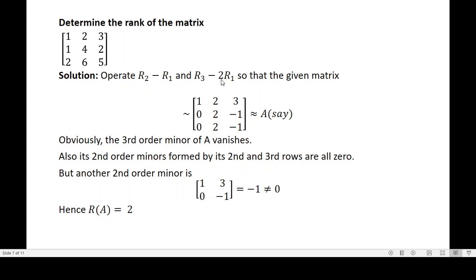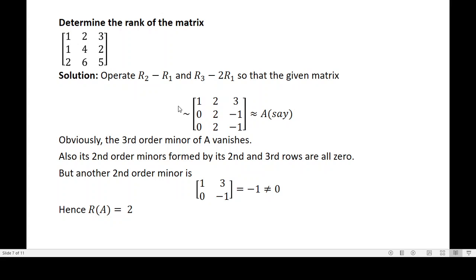R3 minus 2 R1. So we have 2 minus 2 is equal to 0. This row is multiplied by 2, so this is 4 now. 6 minus 4 is equal to 2, and 5 minus 6 is equal to minus 1. Now look at this matrix. Two rows are identical, isn't it?